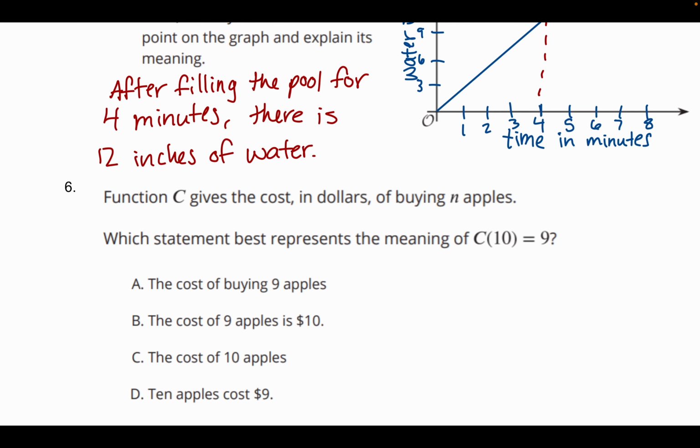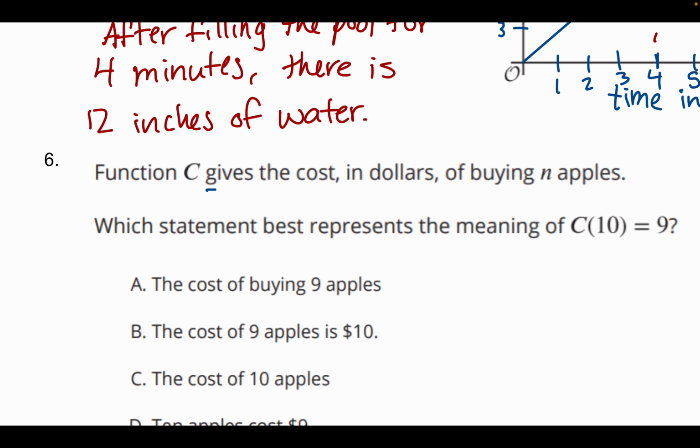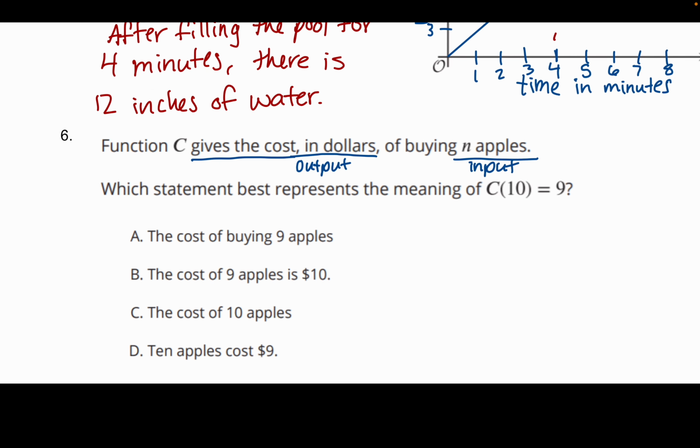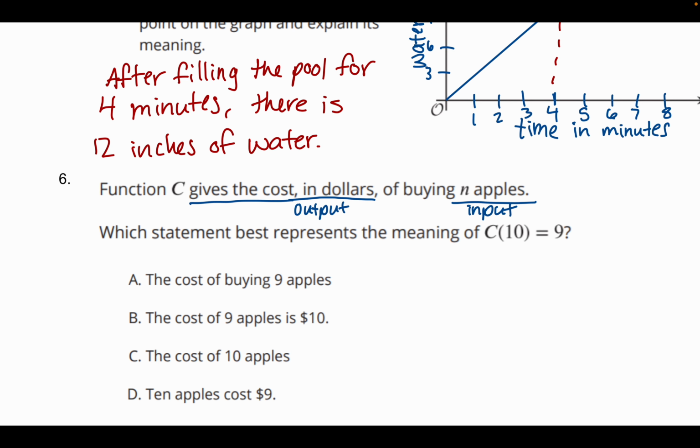For question 6, the last question, this one gives the cost in dollars of buying n number of apples. So what I am reading from them is that if it gives the cost in dollars, that's my output, and then of buying n apples, that should be my input. So which statement best represents the meaning of C of 10 equals 9? Well, I know the number that goes right inside my parentheses there is the input value, and then this here should be my output value.